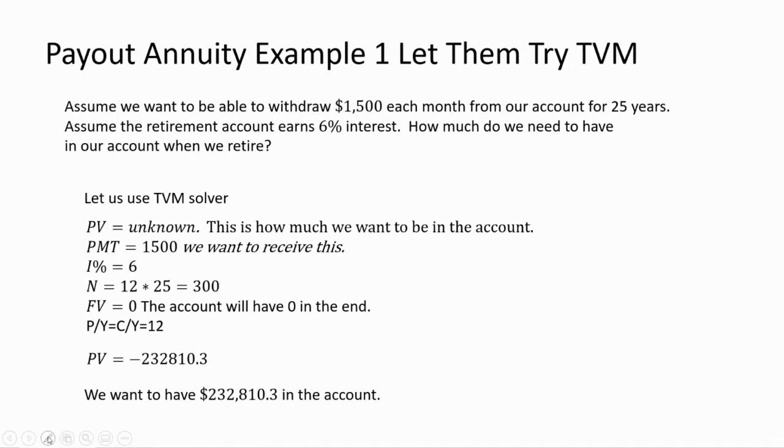So for the TVM solver, right? Well, again, PV is how much is in the account initially, the starting balance, right? But that's what we want to know. That's our unknown. So for PMT, that's our $1,500, right? That's going to be positive because that's coming to us. That's what they call the cash inflow to us.